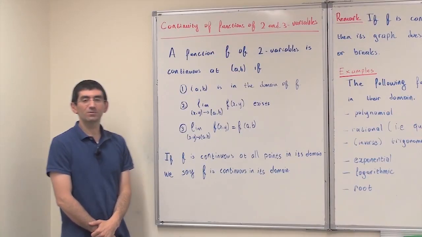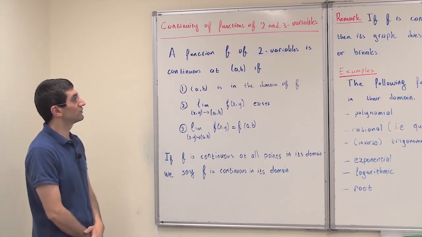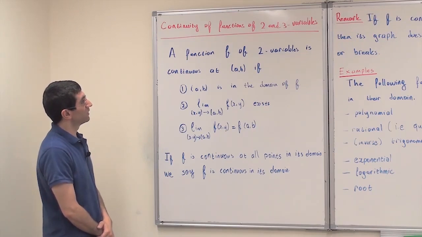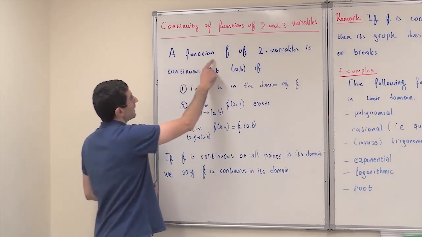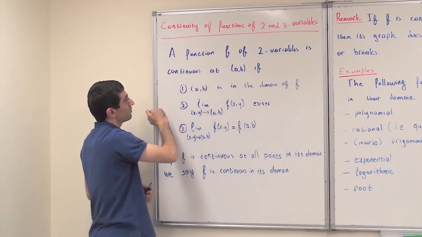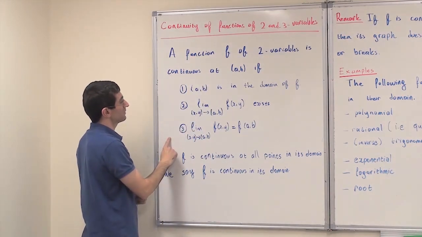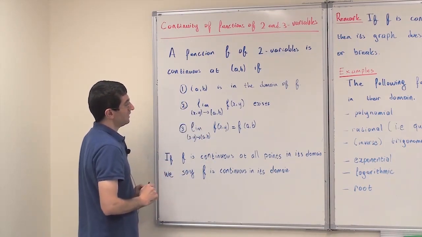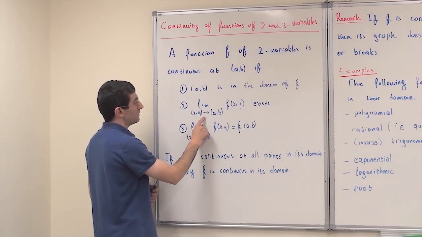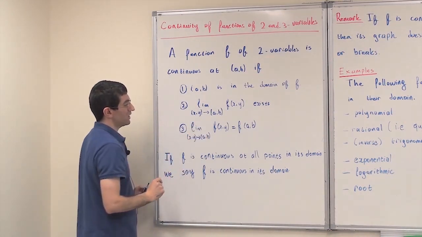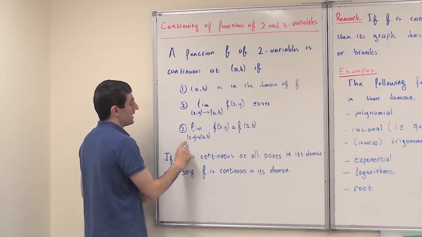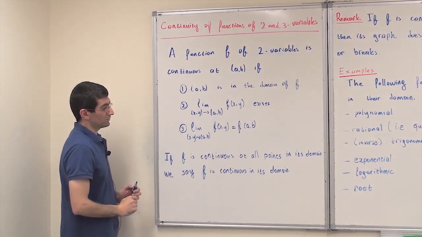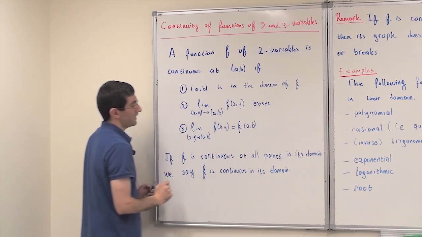Hello. In this video, we are going to talk about continuity of functions of 2 and 3 variables. Let me start with a function of 2 variables. A function f of 2 variables is continuous at the point (a,b) if the following conditions are satisfied. First, we require that the point (a,b) be in the domain of f. Second, we want the limit of f as (x,y) approaches (a,b) to exist. And lastly, we want this limit to be equal to the value of the function at the point (a,b).